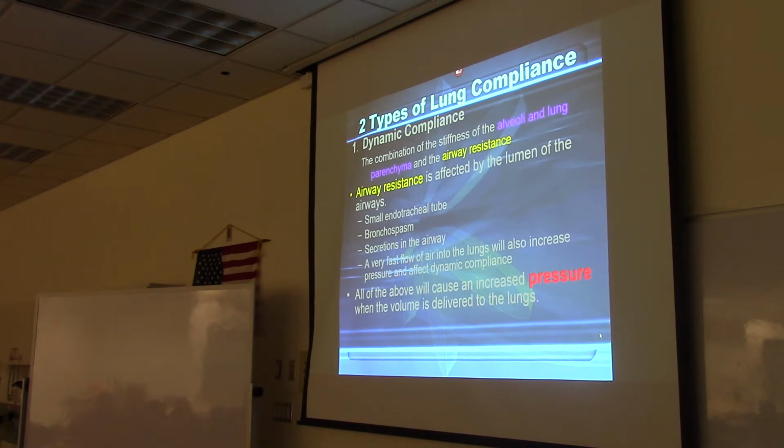All right, when we're measuring compliance, there's two types. The first type is called dynamic compliance. What contributes to the compliance will not only be the stiffness of the alveoli and the lung parenchyma. Lung parenchyma is just lung tissue that's around the alveoli. So it includes the stiffness of the alveoli and lung parenchyma, but it also includes airway resistance.